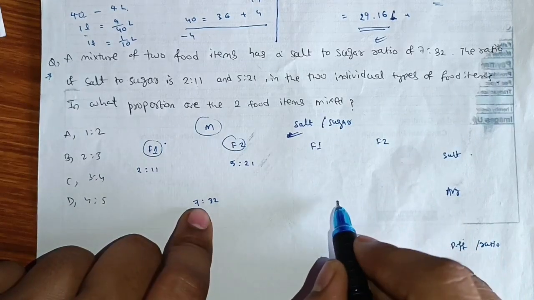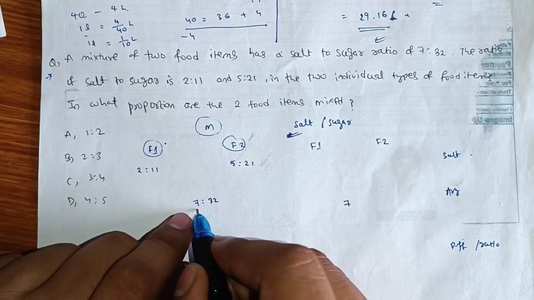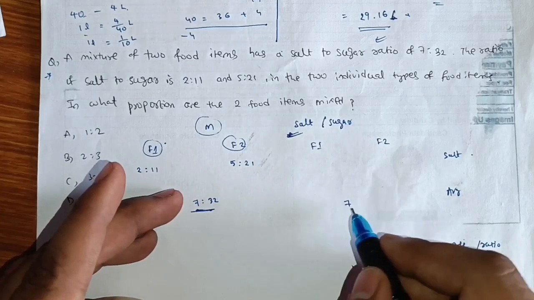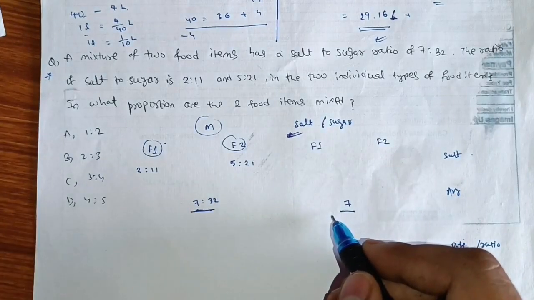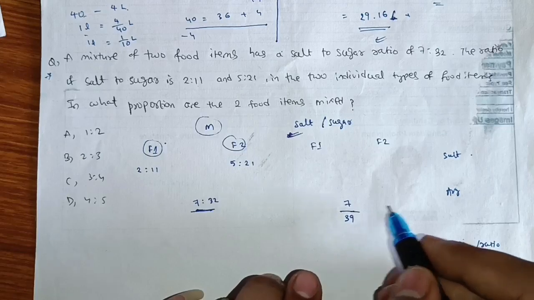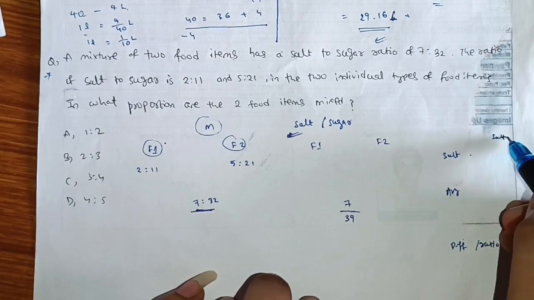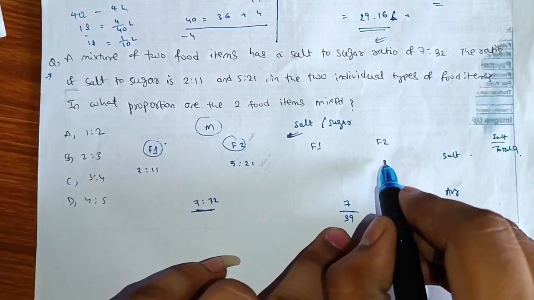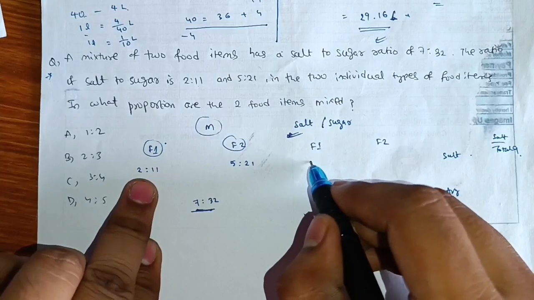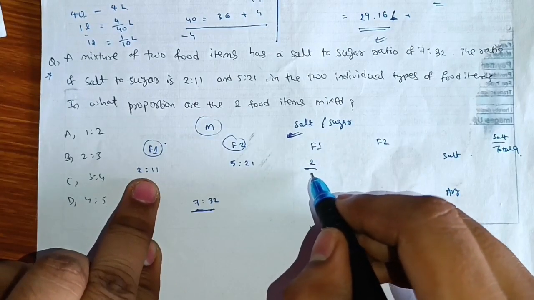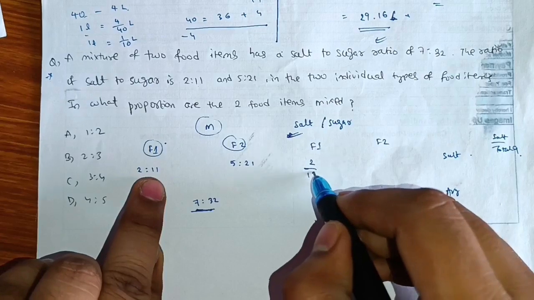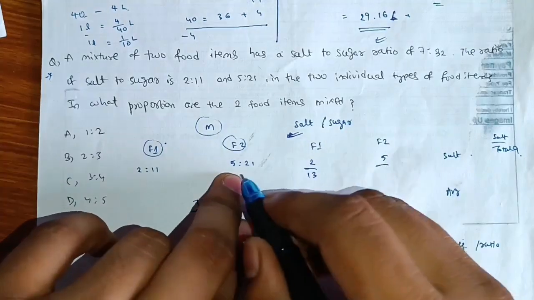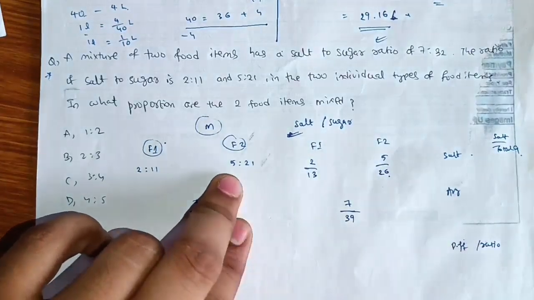So the average salt I take is 7 by 7 plus 32, which is 39. So 7 by 39: you write salt by total quantity, or sugar by total quantity. Similarly for food 1, salt is 2 and the total quantity is 2 plus 11, which is 13. For food 2, it is 5 by 21 plus 5, which is 26.